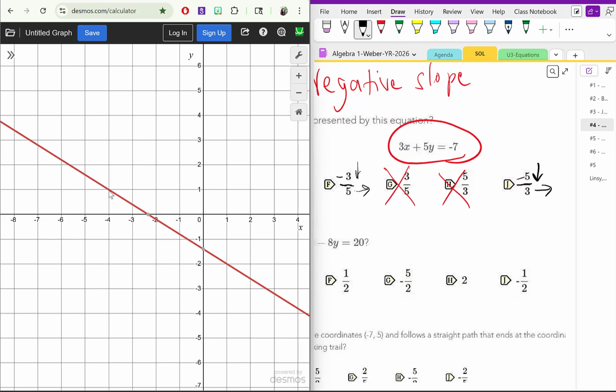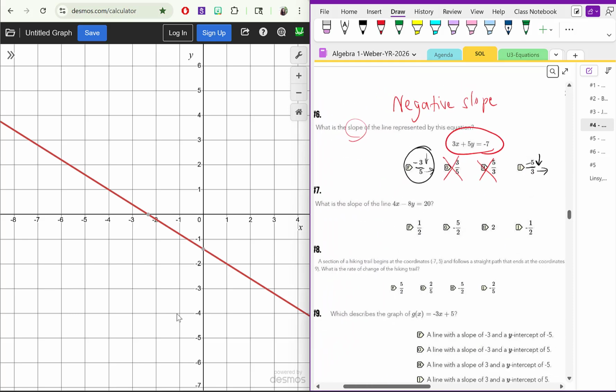So the first one is down 3, so I'm going to go 1, 2, 3, right 5, 1, 2, 3, 4, 5. And there's my next point. I don't know why it's not being a perfect point. And then the other one we could try would be down 5, so it would be 1, 2, 3, 4, 5, right 3, 1, 2, 3, and that one doesn't work. So the answer would be down 3, right 5.